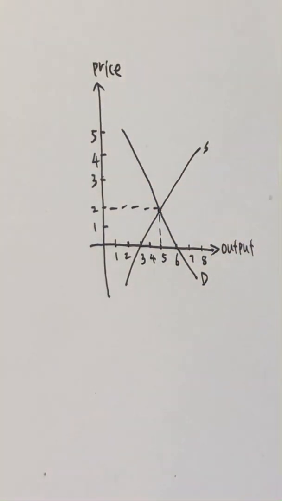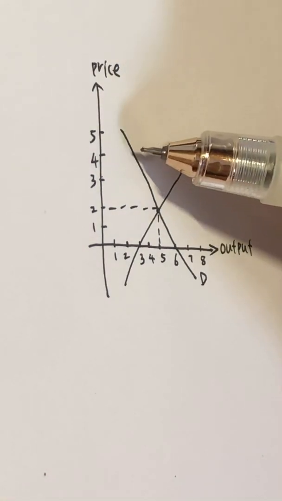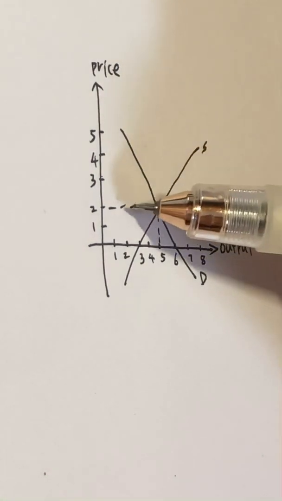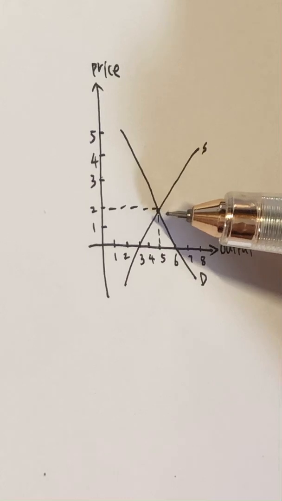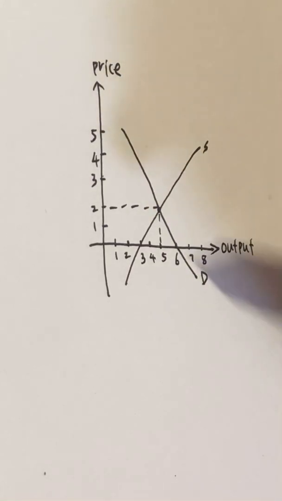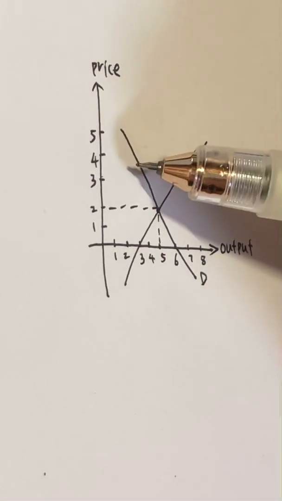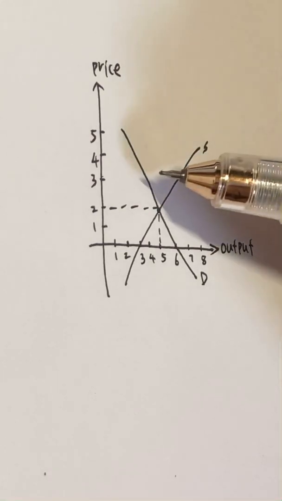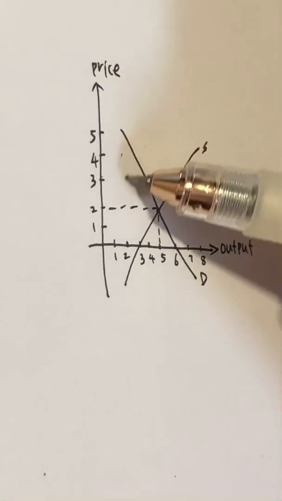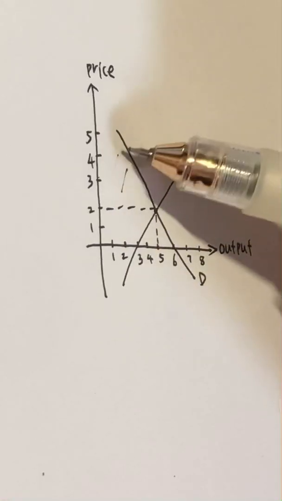So what is the consumer surplus? The consumer surplus is the area of the price they're willing to buy above the price that is at the equilibrium point. So as you can see, in this picture, the consumer surplus should be this area.